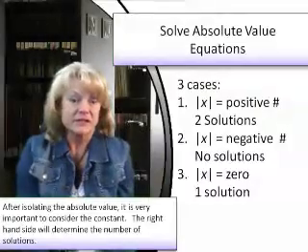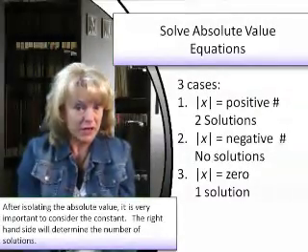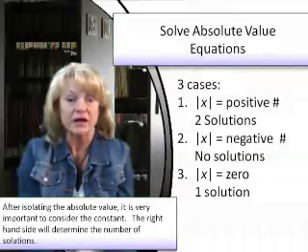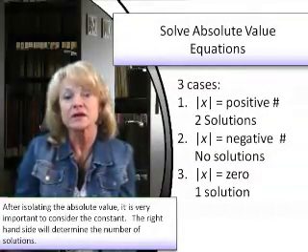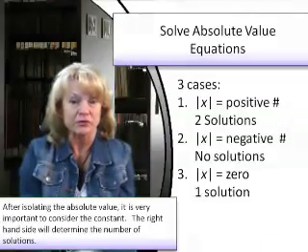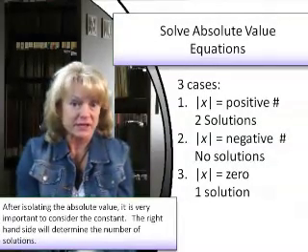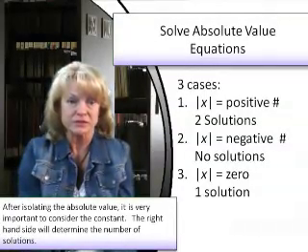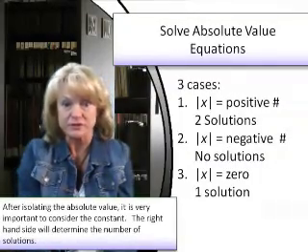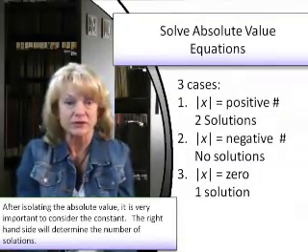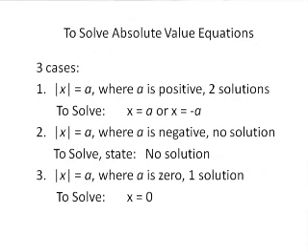Let's summarize the types of absolute value equations we just saw. Again, after isolating the absolute value, then consider the sign or the number on the right-hand side. If the right-hand side is positive, there are two solutions. If the right-hand side is negative, there are no solutions. If it's 0, one solution.